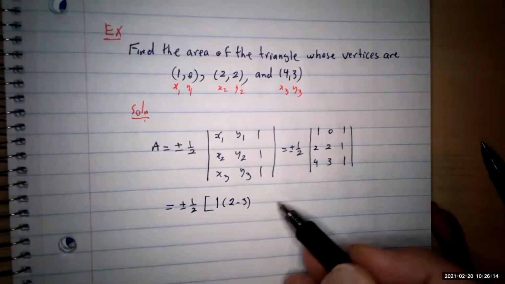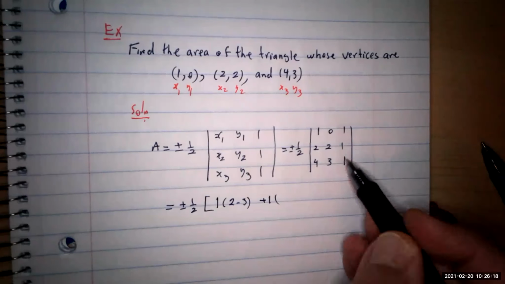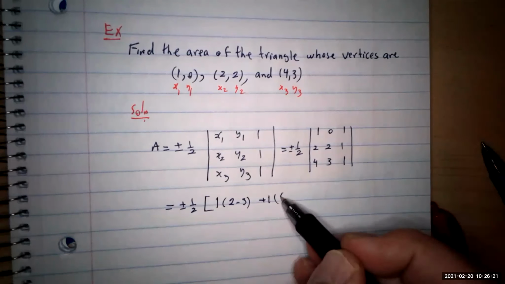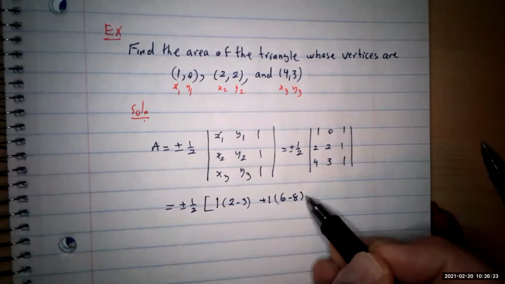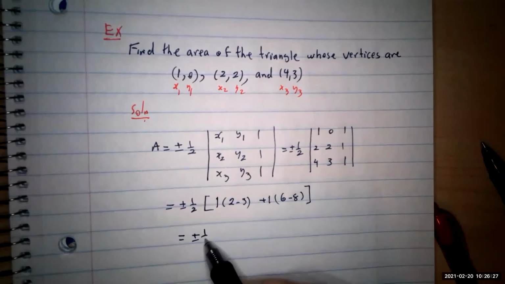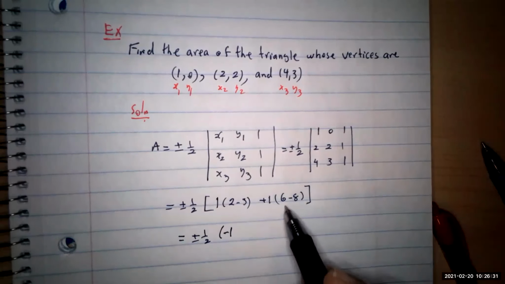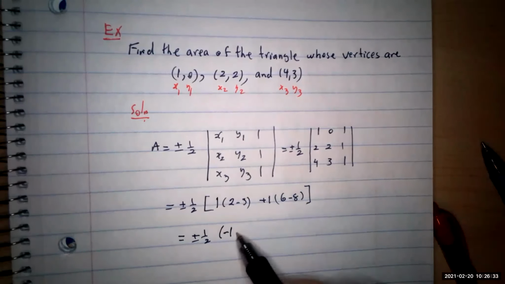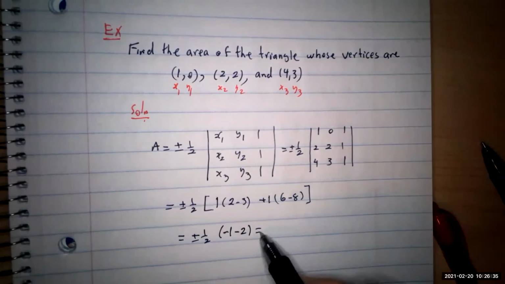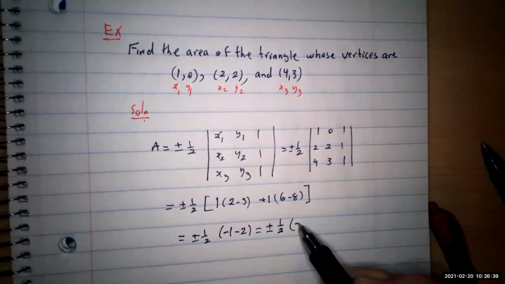The next one is 0, so we get a 1. Eliminate the first row and the last column, 6 minus 8. Okay, it's going to be positive negative half. And the inside is a negative 1, and this is going to be negative 2. So it's going to be positive negative half times a negative 3.